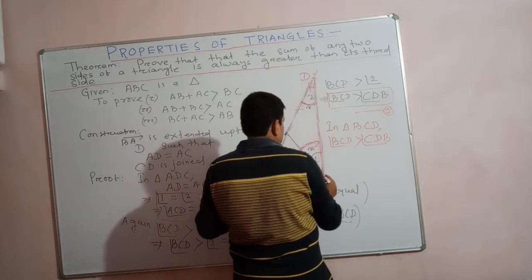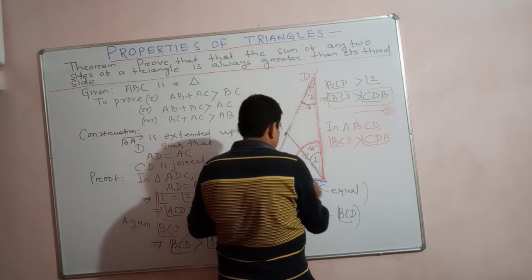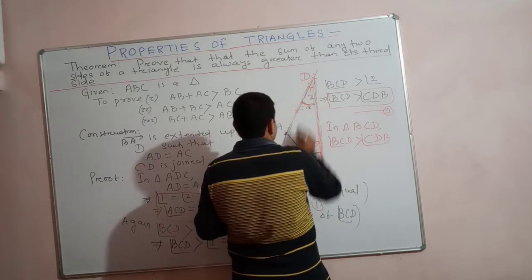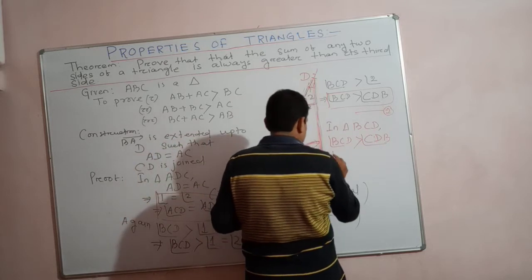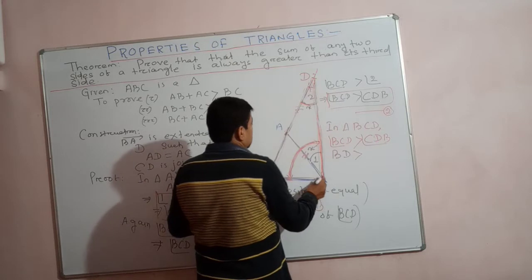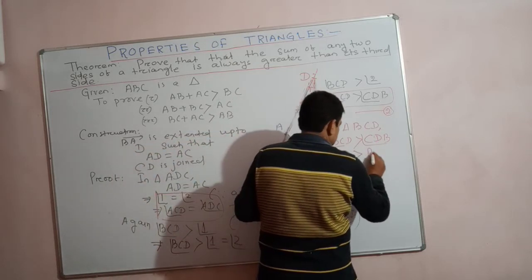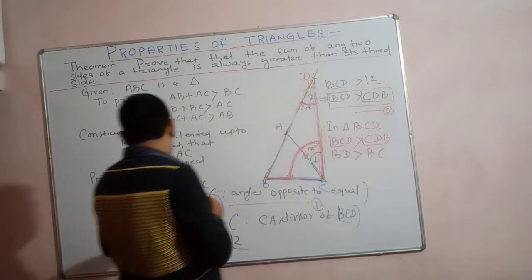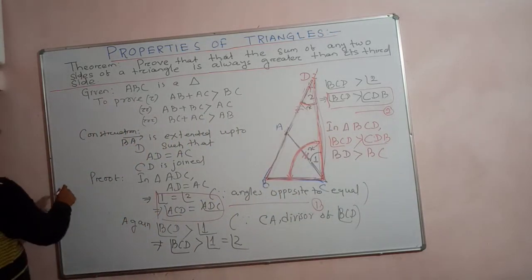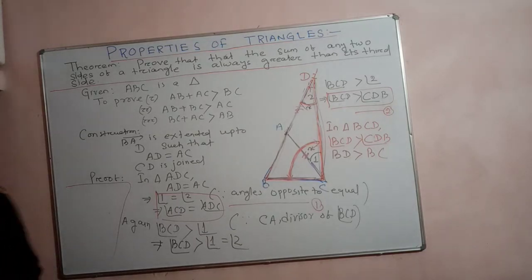BCD angle. Which angle? BCD angle. What is the opposite side? Is it BD? Yes or no? BD is greater than CDB angle. Opposite side what? BC. Yes or no? Understand? Yes. We saw now that BD is greater than BC.